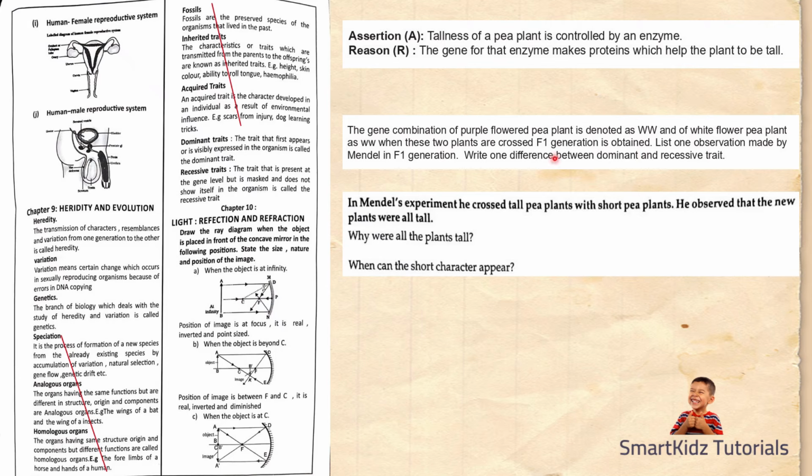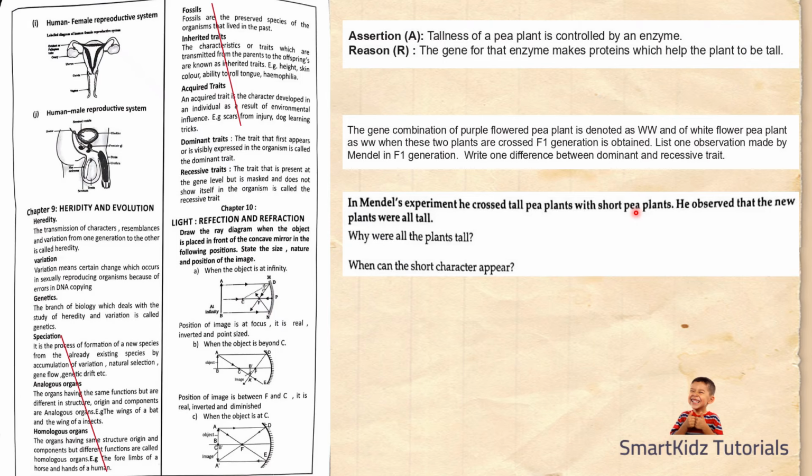Next question: the gene combination of a purple flower pea plant is denoted as WW, both capital. Note that. And a white flower pea plant as small ww. So this is homozygous dominant, and this is homozygous recessive. So learn about who are called homozygous dominant and who are called homozygous recessive. And there's heterozygous dominant as well. When these two plants are crossed, F1 generation is obtained. List one observation made by Mendel in F1 generation.